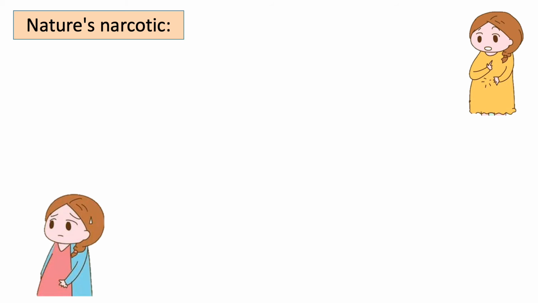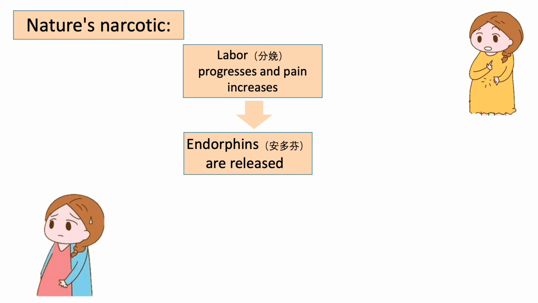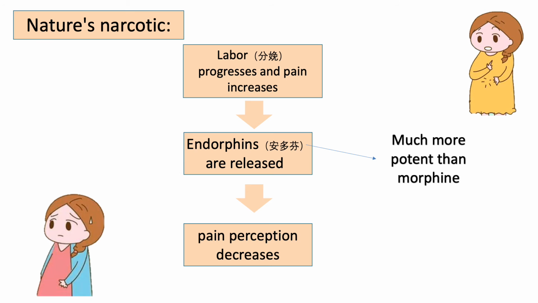The mother can also generate what is so-called nature's narcotic. Nature's narcotic is very opposite to medical narcotic. So how is it generated? When the labor progresses and the pain increases, the mother can produce something called endorphins. Endorphins are very similar to morphine, but much more potent than morphine. When endorphins are released, the result is a decrease in pain perception. It is quite natural, so it is called nature's narcotic.